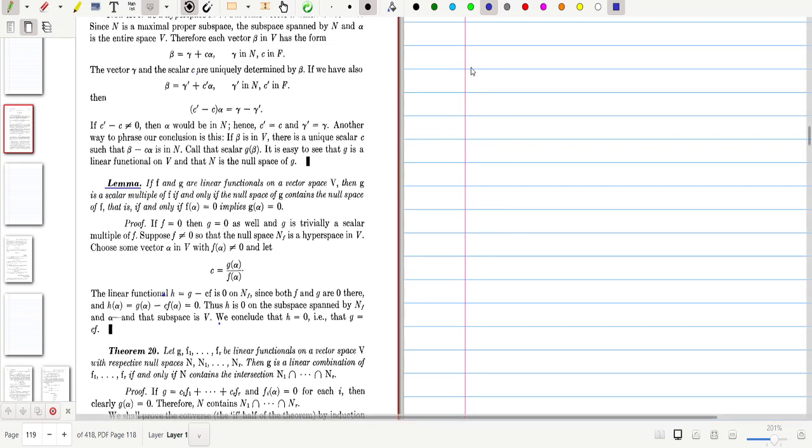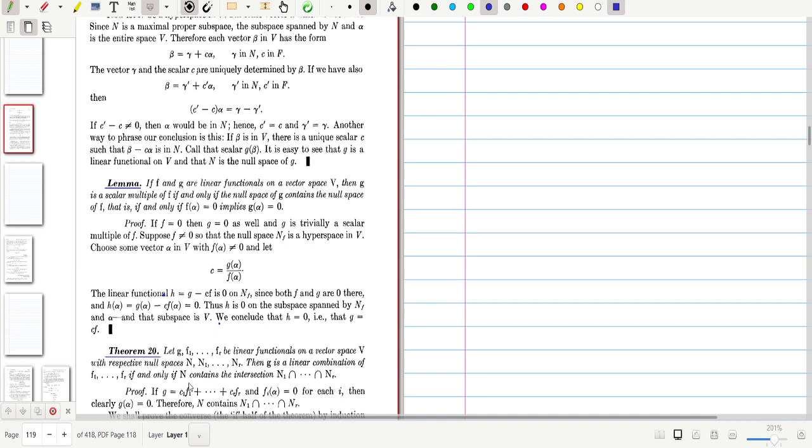Hi all, now we prove theorem 20. Let g, f1, f2, ..., fr be linear functionals on a vector space V. So in order to get this g as a linear combination of f1, f2, ..., fr, we have the characterization for this: N contains the intersection of N1, N2, etc., Nr.